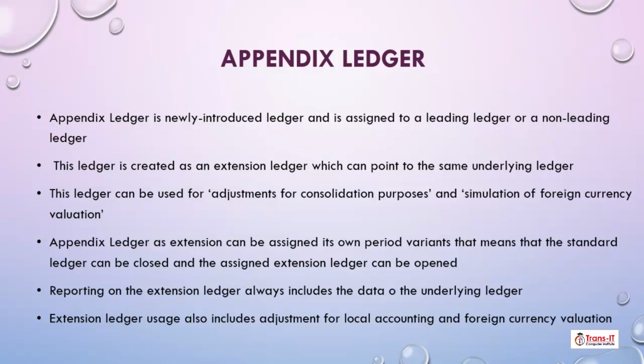This ledger can be used for adjustment for consolidation purposes and simulation of foreign currency valuation. Appendix ledger as extension can be assigned its own period variants. That means that the standard ledger can be closed while the assigned extension ledger can be open. Reporting on the extension ledger always includes the data of the underlying ledger.